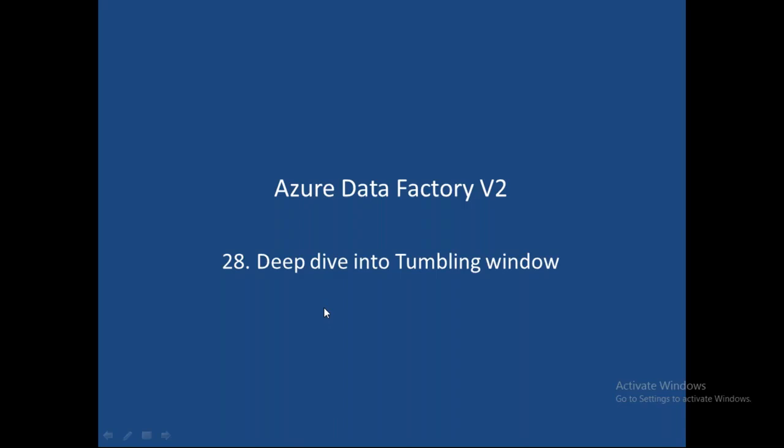What is a tumbling window trigger? If you want to load historical data, from 2010 to today, say the last 10 years of data, into your cloud, you need to use the tumbling window to schedule these pipelines. Let's say from 2010 to 2020, 10 years. 10 years means 10 into 365 days, which is 3650 days. So you have a total of 3650 days of data to load.